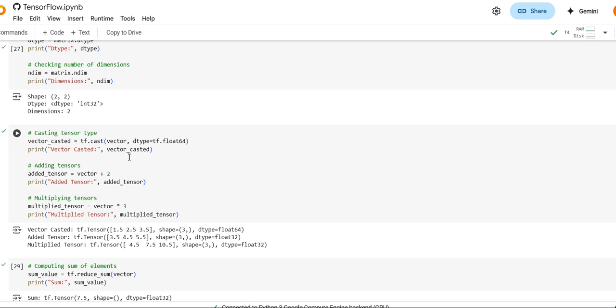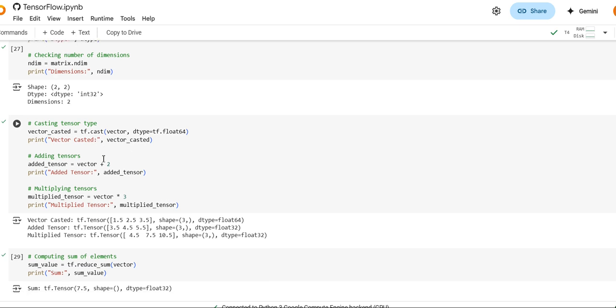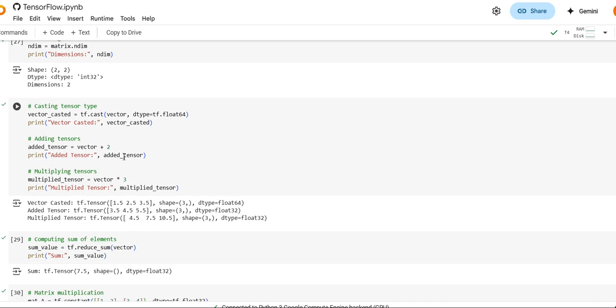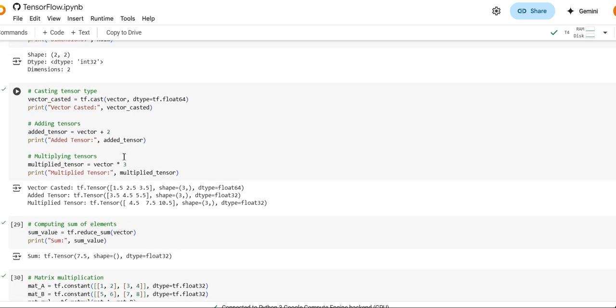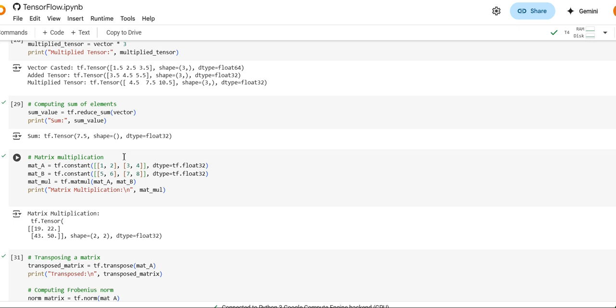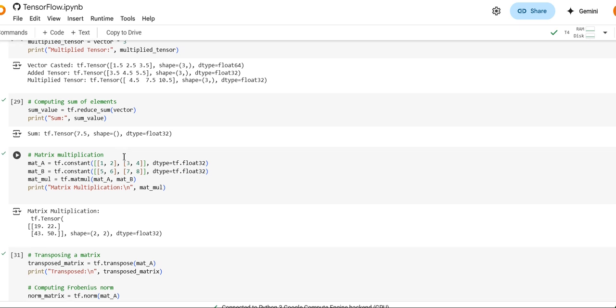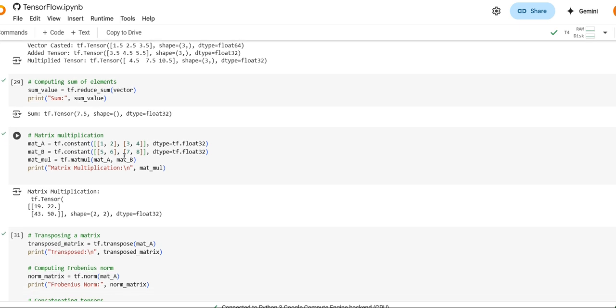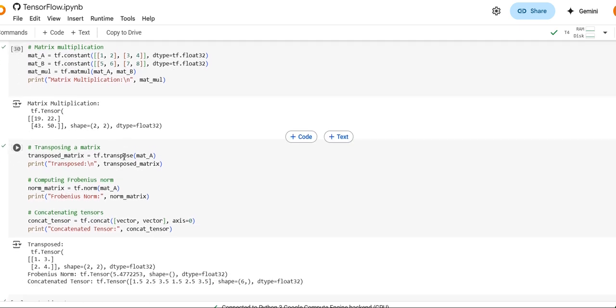Tensor casting and arithmetic. Casting basically changes the data type. Then we do element-wise addition and multiplication just like NumPy. Reduction and matrix operations. So we can reduce across a tensor axis or perform matrix multiplication using tf.matmul.